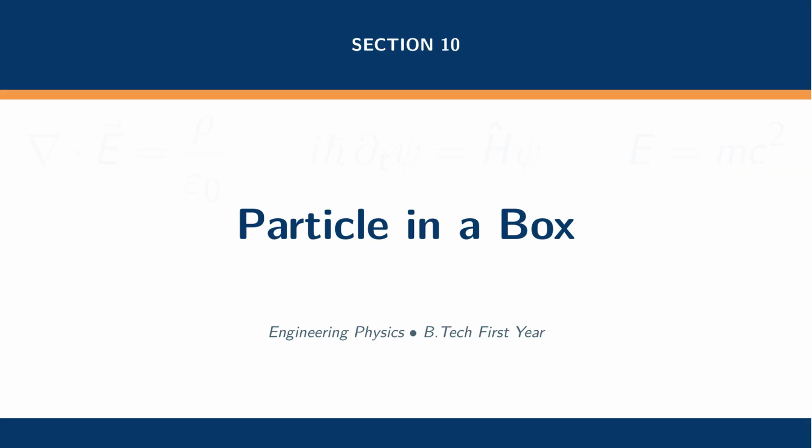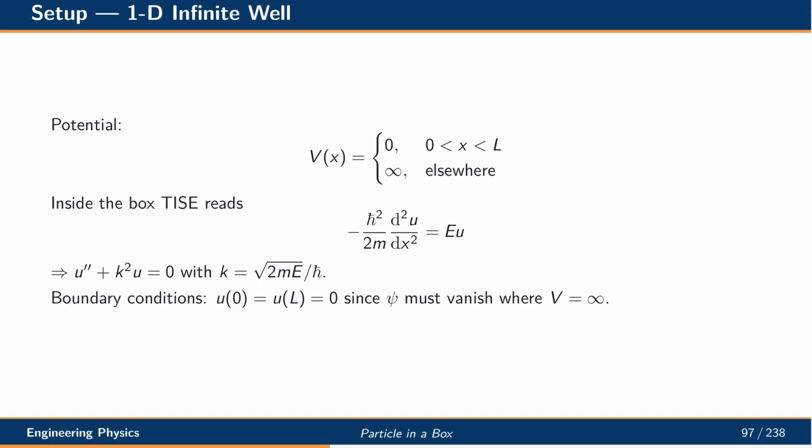Our next section is the particle in a box, a foundational quantum mechanics problem that illustrates quantization. Consider a particle confined to a one-dimensional box of width L. Inside the box the potential is 0, while outside it is infinite. The time-independent Schrödinger equation inside the box reduces to a simple second-order differential equation. Because the potential is infinite outside, the wave function must vanish at both walls. These boundary conditions select only certain allowed wave functions.